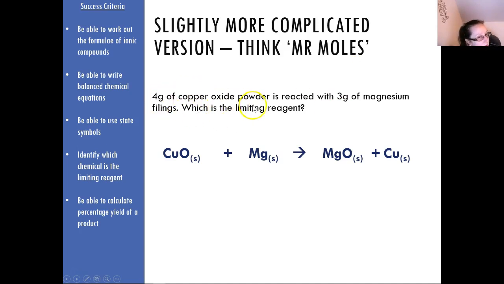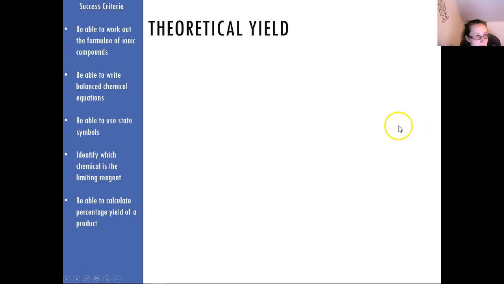In this instance, we've got 4 grams of copper oxide powder reacted with 3 grams of magnesium filings. Which is the limiting reagent? Now from the equation, I can see I have 1 mole of copper oxide reacts with 1 mole of magnesium to make 1 mole of each product. Just because I have a smaller mass of magnesium, that doesn't mean it's my limiting reagent, because it's about the number of moles I have in that mass, because this is saying that 1 molecule reacts with 1 molecule, so I need to know how many molecules there are.